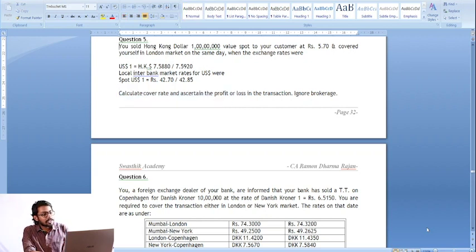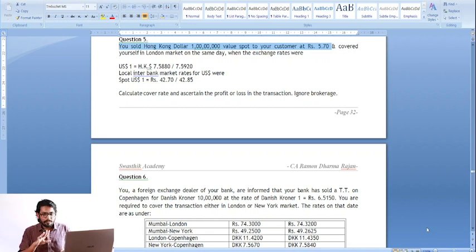Let's see the question. You sold Hong Kong dollars 1 crore value spot to your customer. Question number 1: Who are you? You are somebody who is selling Hong Kong dollars, or in other words, somebody who is selling currency. You are a forex dealer. Okay, why? Because you sold currency. You are a forex dealer.